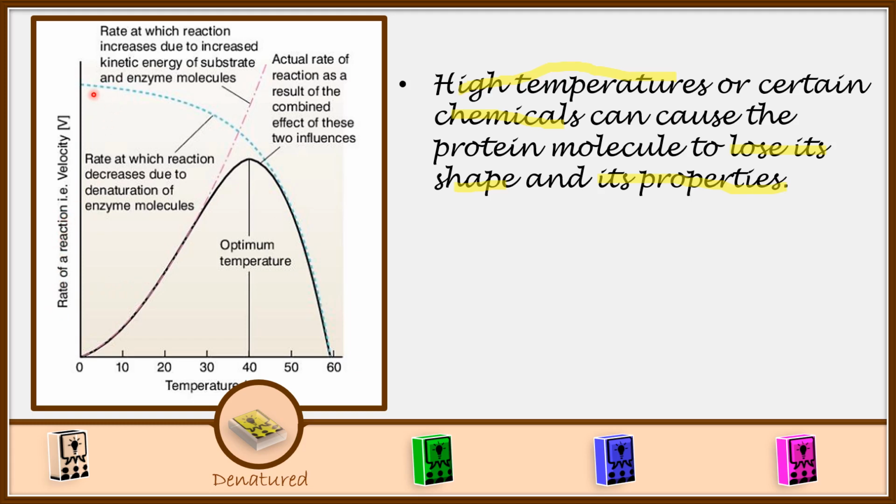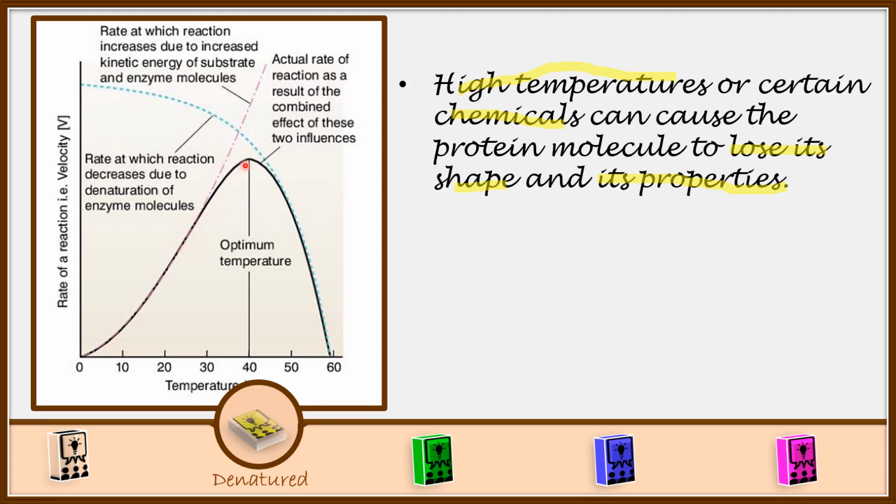So you can see here that the rate of reaction decreases due to denaturing of the enzyme molecule. As the temperature increases, the rate of reaction goes on decreasing. Why? Because as we increase the temperature, we are denaturing enzymes. Denaturing means that we are breaking those bonds in the amino acids, and then the enzyme is losing its structure.